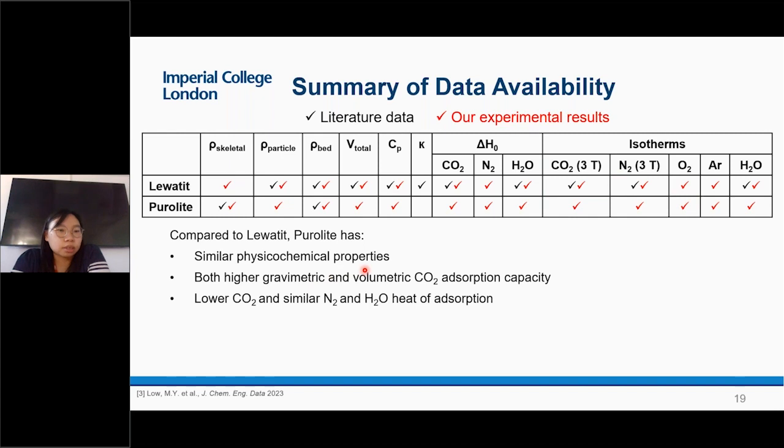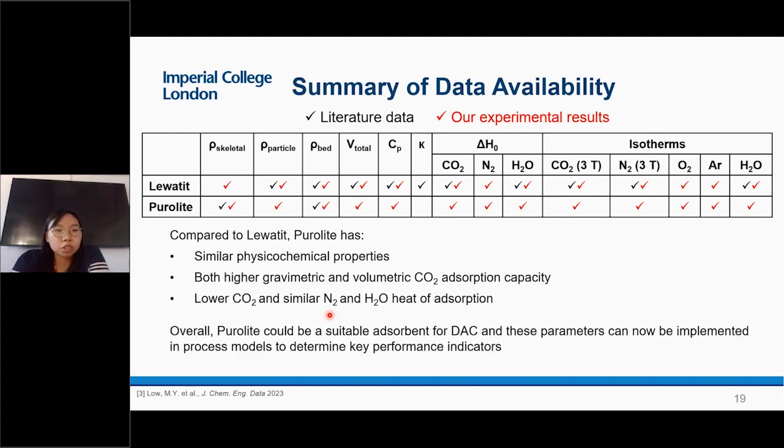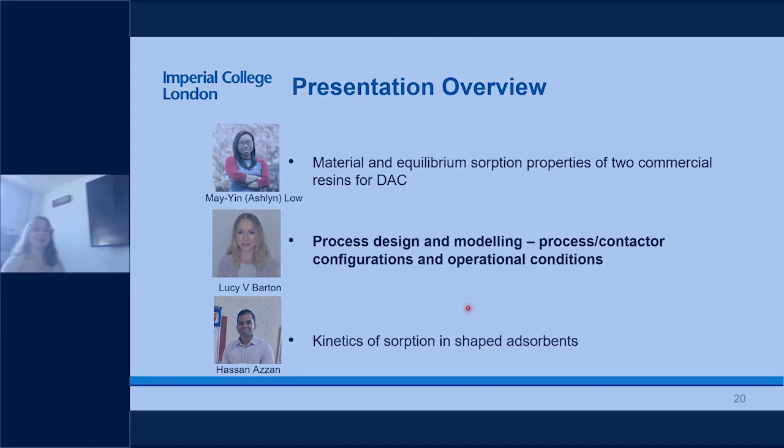So in summary, compared to Lewatit, Purolite has pretty similar physical-chemical properties. It has both higher gravimetric and volumetric CO2 adsorption capacity, and a lower CO2 and similar nitrogen and water heat of adsorption. Overall, based on these results, we think Purolite could be a suitable adsorbent for DAC, and these parameters are now available to be implemented in process models to determine key performance indicators and assess how this material might do at scale. That's it for my section. I'll hand over to Liz.